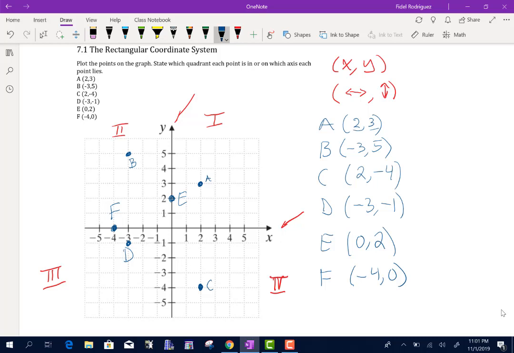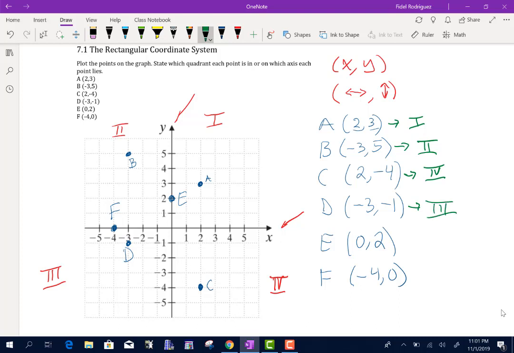It also says state which quadrant each point is in, or on which axis each point lies. So look, what I'm going to do now, look at my point A. My point A is in quadrant 1. Okay. Look at point B. Point B is in quadrant 2. Okay. Point C down here in the bottom. Point C is quadrant 4, right? D is over here in the bottom left, so that's going to be in quadrant 3.